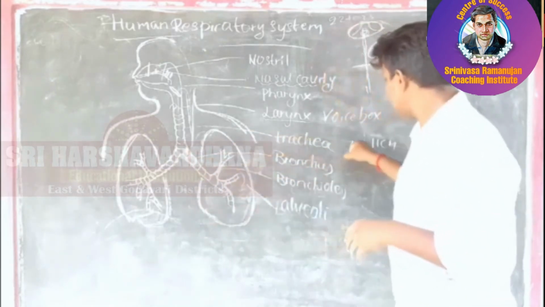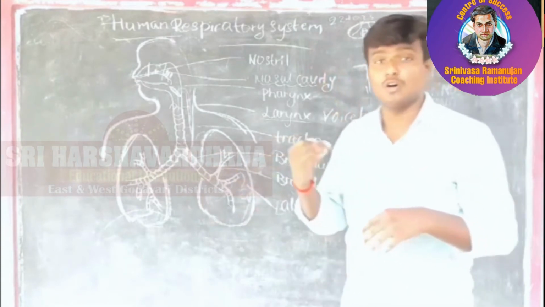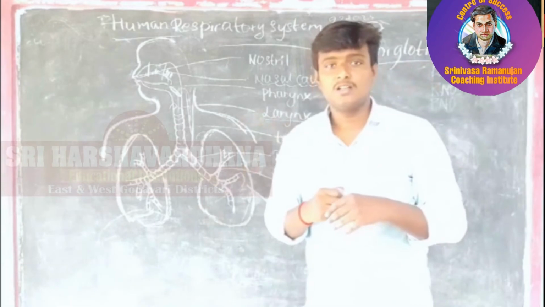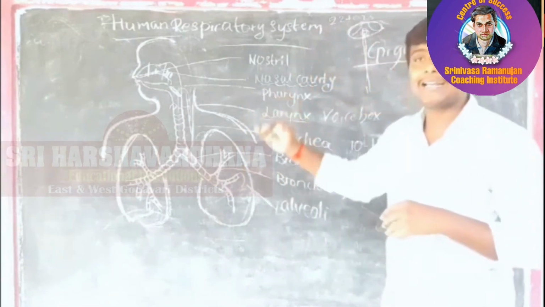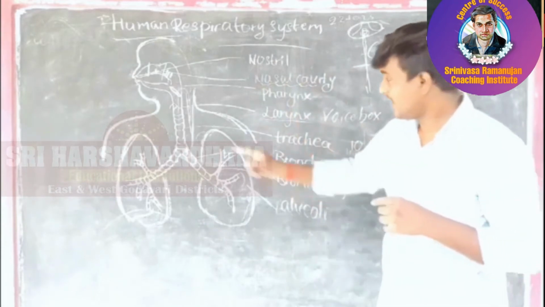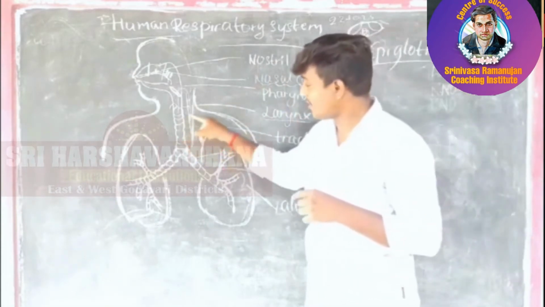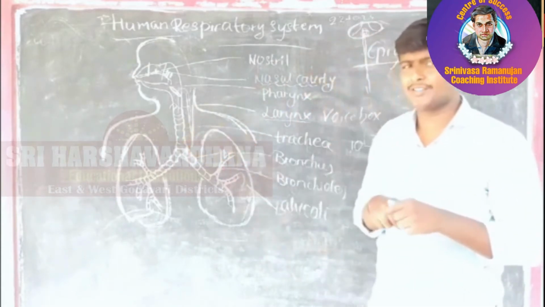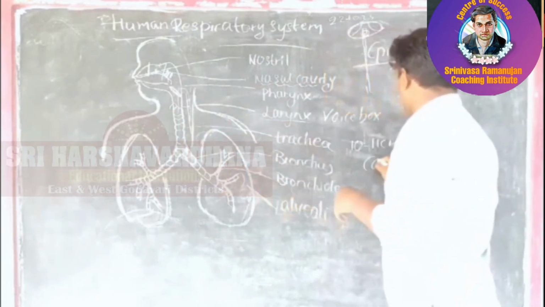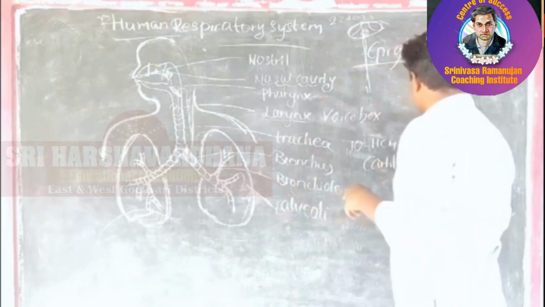So if you take the trachea, it has 10 to 11 centimeters. Here they are just like a connecting tube for the nasal cavity and lungs. If you see the diagrams, here are drawn some ring-like structures. Do you see that? And what are those? Actually these are called cartilage rings.